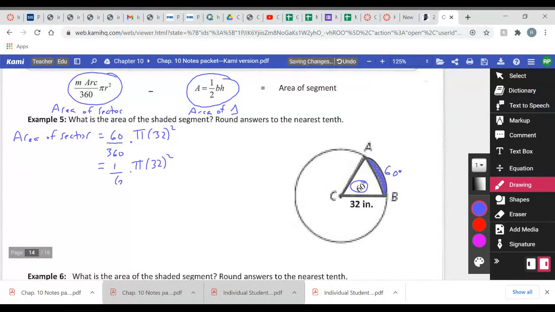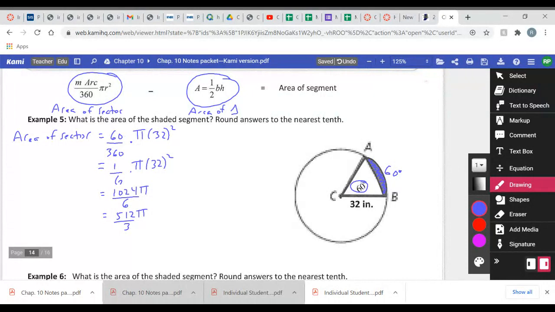If I go ahead and multiply 32 squared, then I get 1024 on the numerator over 6 on the denominator, and I still have my pi. That hasn't gone anywhere. If I reduce down again, 3 divides evenly into both of those. So I end up with 512 over 3 pi.